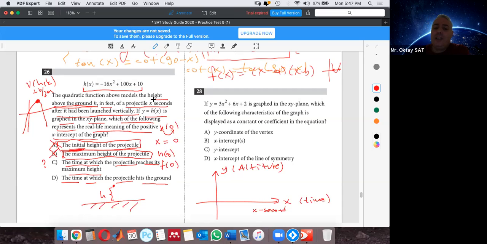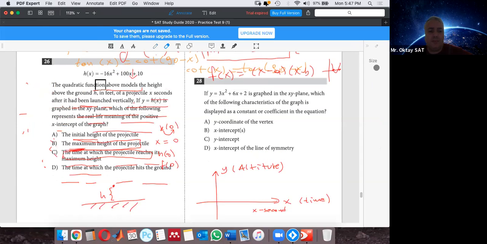The quadratic function above models the height above the ground h in feet of a projectile x seconds after it has been launched vertically. h of x is graphed in the xy plane. Which of the following represents the real life meaning of the x-intercept of the graph? So can I say this is the time at which the projectile reaches its maximum height? Which one? What do you think? C or D? Read the question one more time.